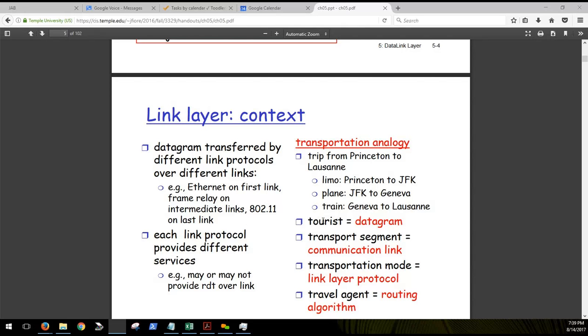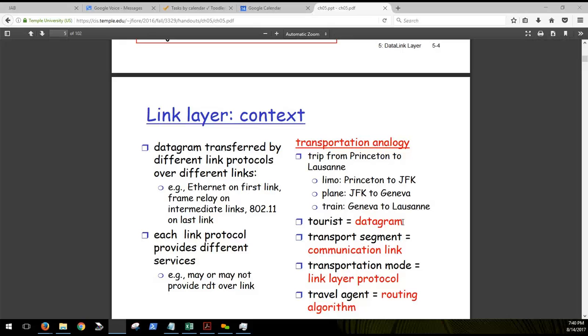So in this analogy, the tourist is equal to the datagram, okay? Because the tourist is what we're trying to transmit through this connection from Princeton to Lausanne. We're trying to transport the tourist.